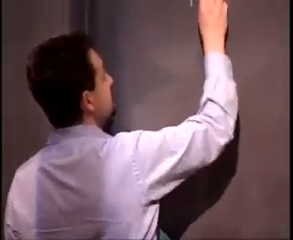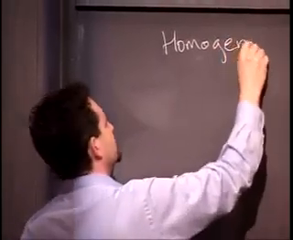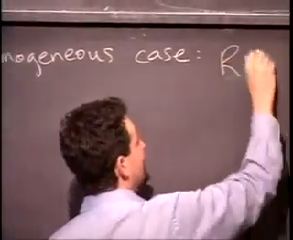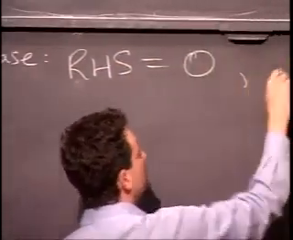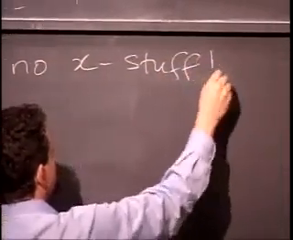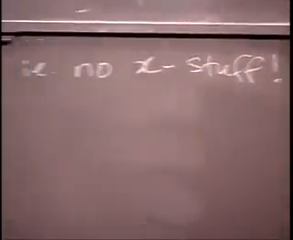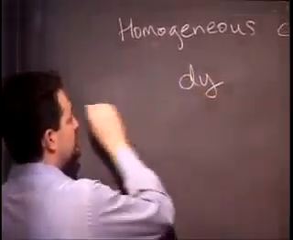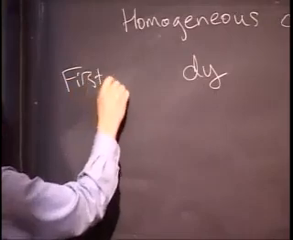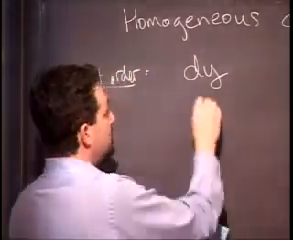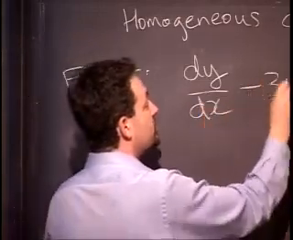I'd like to consider what's called the homogeneous case, and that is the right-hand side equals 0, i.e. no x stuff. So let's look at a simple example of first order. We may have an equation that looks like this: dy/dx minus 3y equals 0.